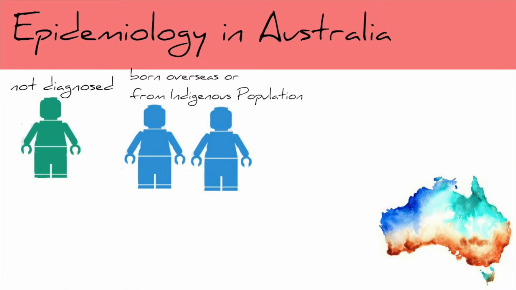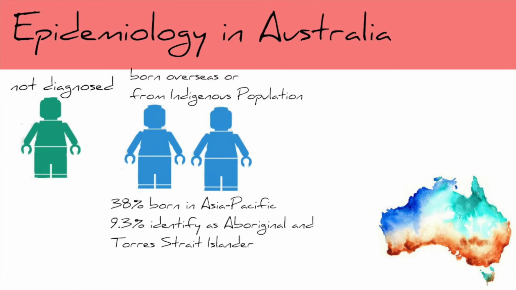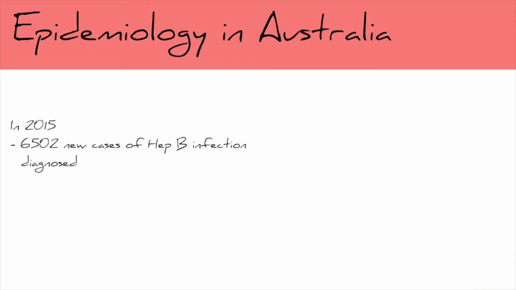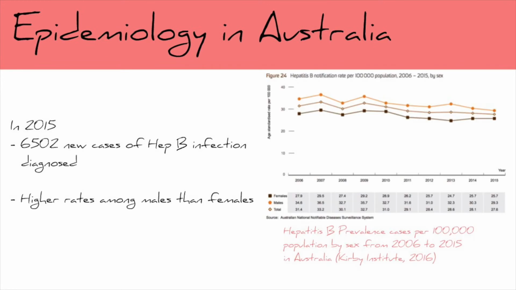A third of Australians are not diagnosed and two-thirds were born overseas in endemic countries or identified as Aboriginal Torres Strait Islanders. Prevalence of Hep B infection also increases for people born in high prevalence areas or people in higher risk groups. There was a total of 6,502 newly diagnosed cases of hepatitis B infection in Australia in 2015.